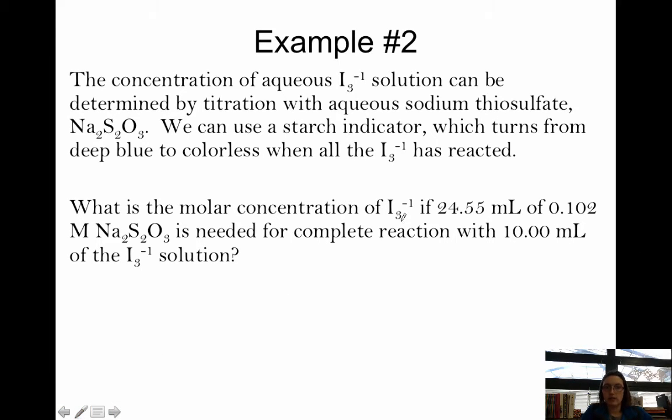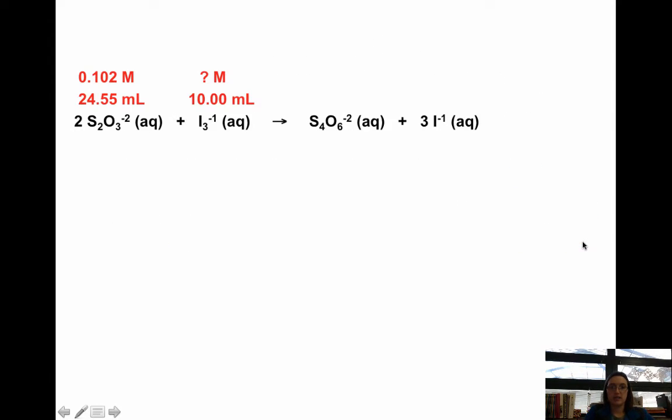So we're given a lot of information here. We have 24.55 milliliters of 0.102 molar, and we know that it's reacting completely with 10 milliliters of I3-. So we have volume and molarity. From volume and molarity, we can find moles. And then we're just going to use some stoichiometry. And then we know that we're trying to find concentration. And remember that concentration is moles over liters. Well, here are liters, so we just need to find moles of I3-.